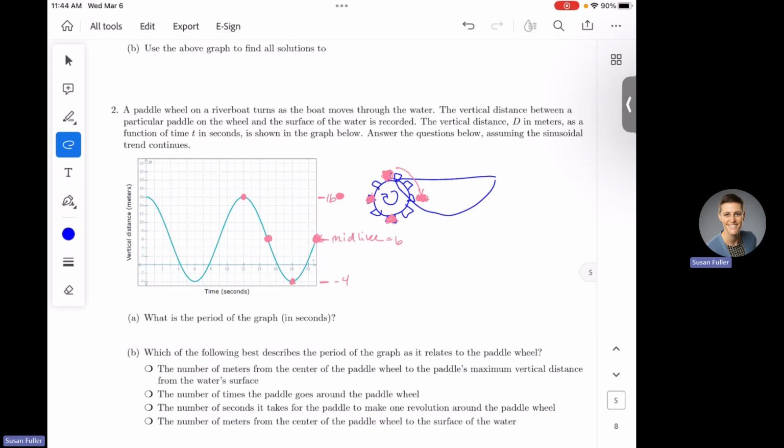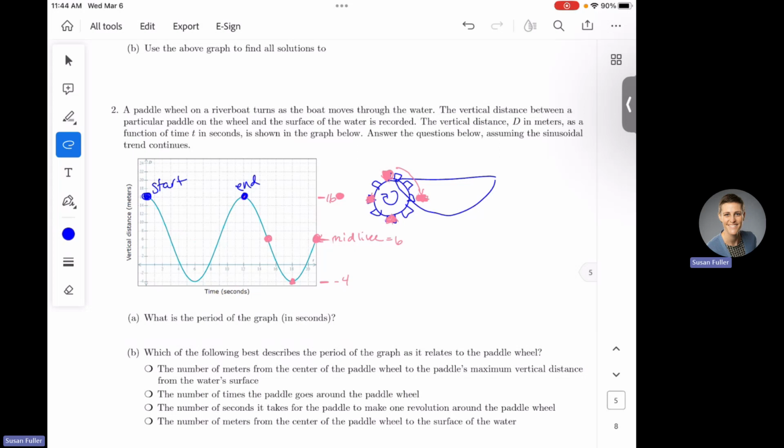Okay, so the period is how long it takes us to go from the start of one cycle to the end of one cycle. So let's just say we start here at 0. When do we get to that same place in the wave and repeat this pattern? Well, the next time we get to the top of a wave is here. And after that, we repeat the same pattern as before. So this is where we end that first cycle.